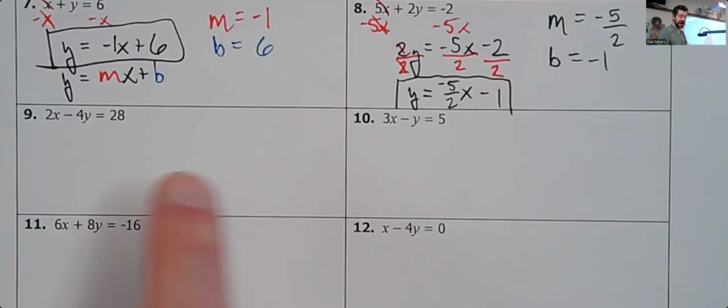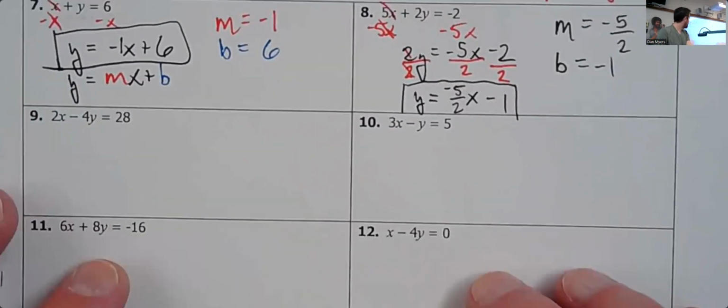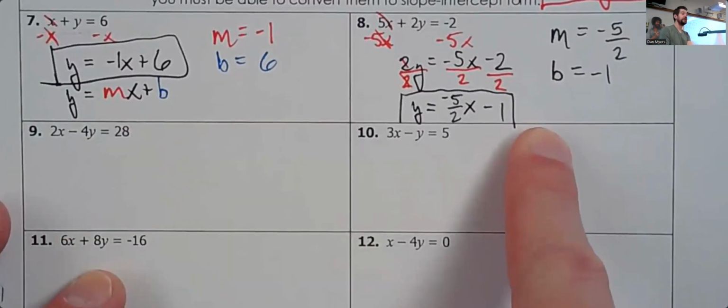We'll do a couple more together, 9 and 10 together, and then I want you to try 11 and 12 on your own after that. Are there any questions about 7 or 8 before we look at 9 and 10?